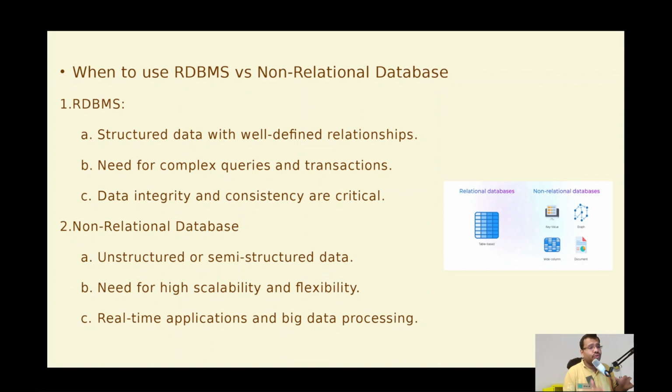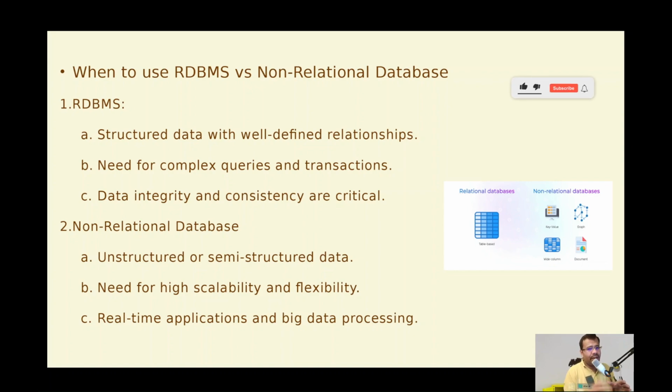When to use a non-relational database? As I mentioned, when your data is not in the form of tables having rows and columns, and it is semi-structured or unstructured data like JSON, XML, then we use the non-relational database. If you are looking for high scalability and flexibility, then you use a non-relational database. For real-time applications and big data processing, you use the non-relational database.